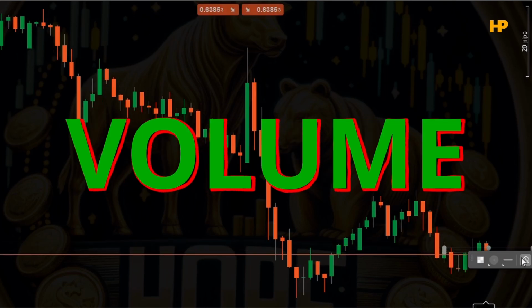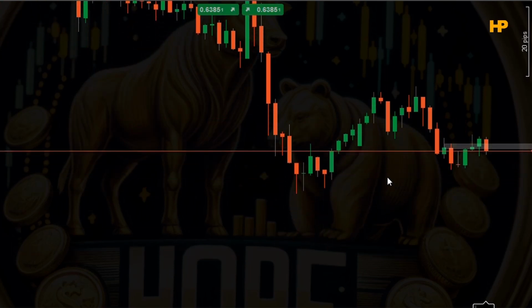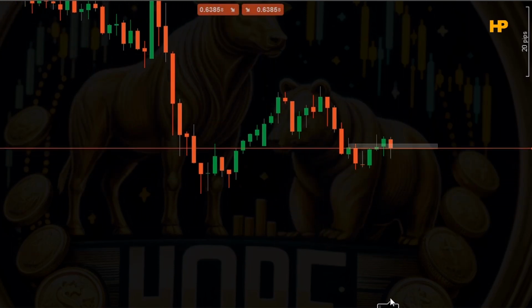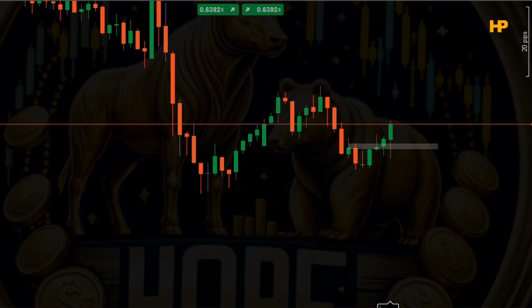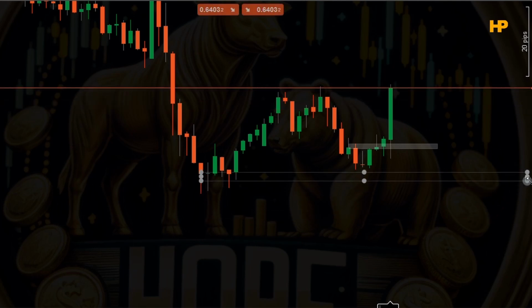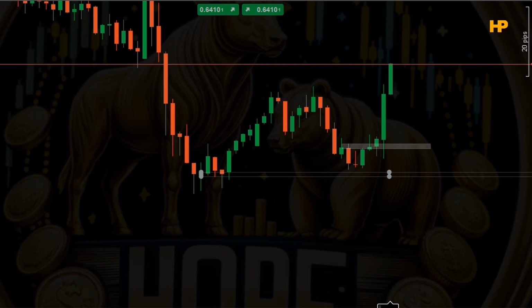The third one is volume timing. Trade during peak volume periods as we discussed. Use a volume indicator to confirm spikes. Avoid low volume periods such as late London, 2 p.m. to 4 p.m. Greenwich Mean Time. At Hope Pips, we use this trifecta for unstoppable trades.